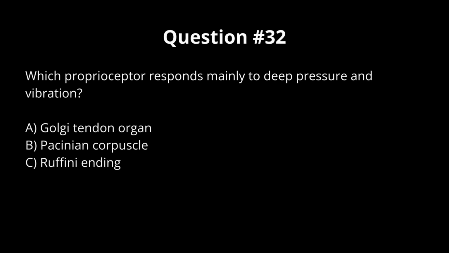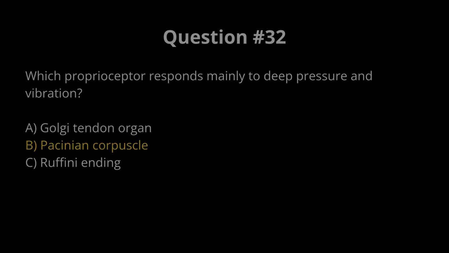Golgi tendon organ. B. Pacinian corpuscle. C. Ruffini ending. The correct answer is B. A Pacinian corpuscle detects rapid changes in pressure and contributes to movement coordination.